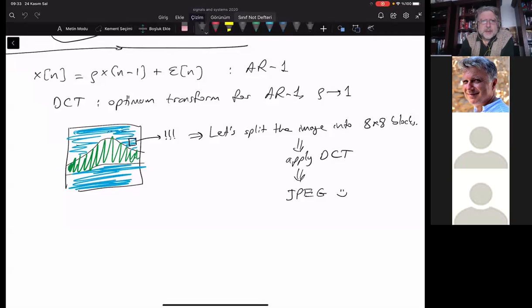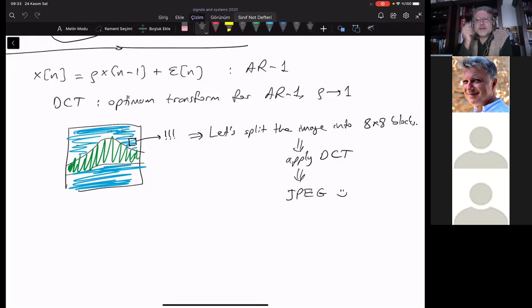All right, so we were covering the discrete cosine transform under the general broad topic of transforms, image transforms. And we said that the discrete cosine transform is an optimized transform, particularly for autoregressive one sequences with strong correlation between neighboring pixels. And we apply it in a fast manner. There is a fast implementation for that.